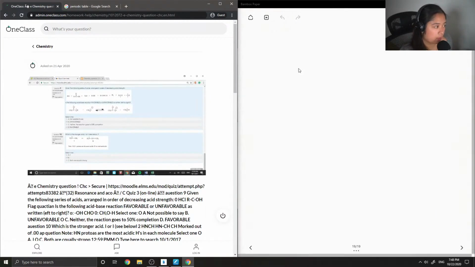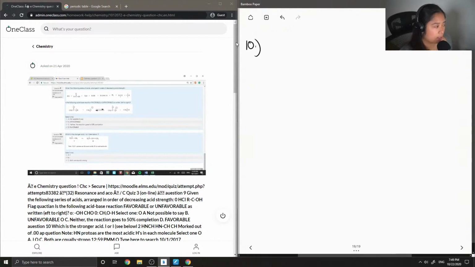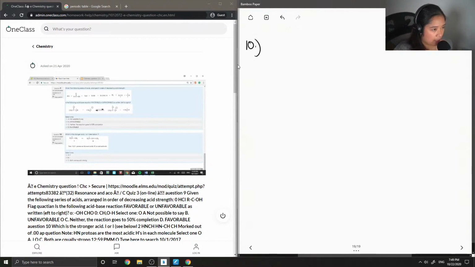Okay, so it's kind of pixelated, but I will write it out so that you guys can see what the question says. Basically, it says, given the following series of acids arranged in order of decreasing acid strength, is the following acid-base reaction favorable or unfavorable as written, left to right? So let me write down the series of acids in order of decreasing acid strength.